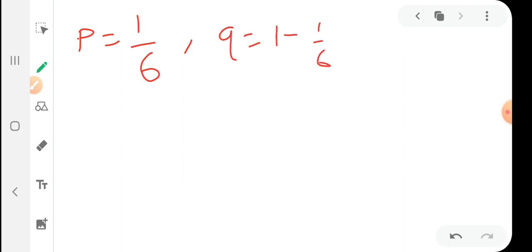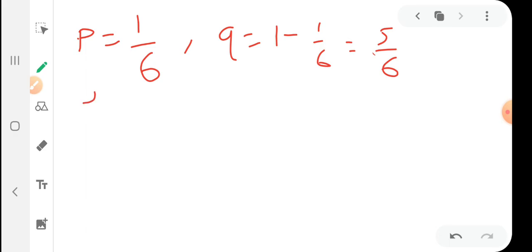For a die, the probability of success, probability of getting any one number is 1 by 6. Out of 6 faces, one face may appear. So P is equal to 1 by 6. So Q is equal to 1 minus 1 by 6. You will get 1 minus 1 by 6 means 5 by 6. Understood? So this is the value of P and Q.